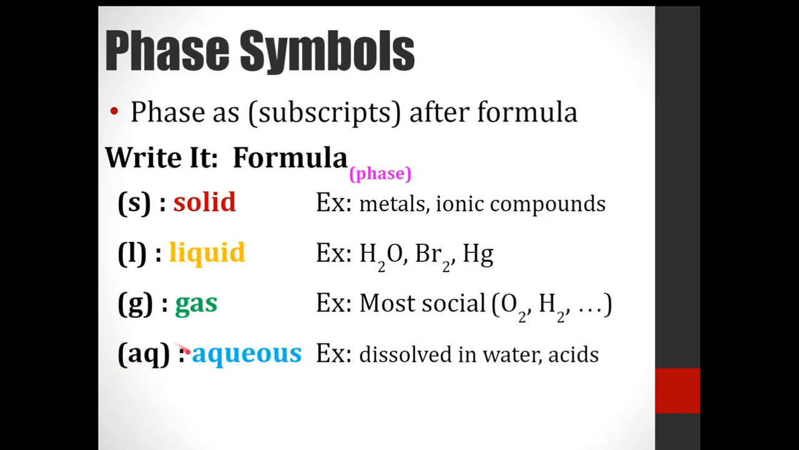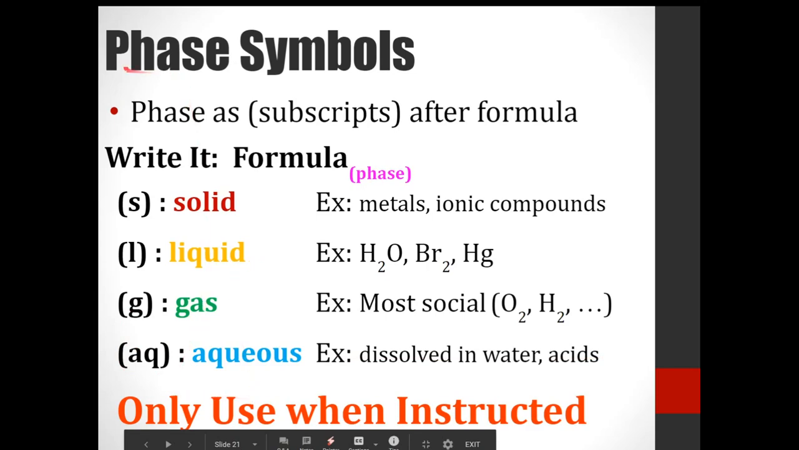The 4th phase is aqueous. This is when it's dissolved in water. All acids have to be aqueous in order for them to work. Either that or they have to be melted down, which is really dangerous. So they tend to just be put in water. So if you have an ionic compound and it doesn't tell you anything else, it's a solid. If you have a metal and it doesn't tell you anything else, it's a solid unless it is mercury. If it says dissolved in water or aqueous or acids, it is going to be AQ.